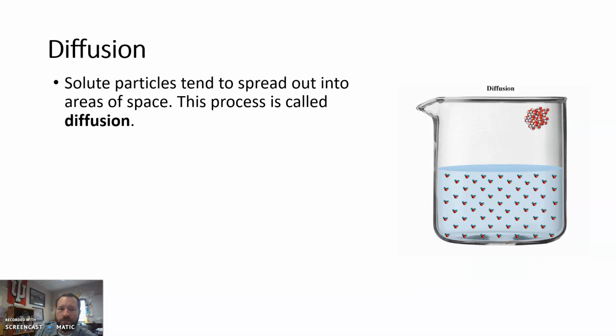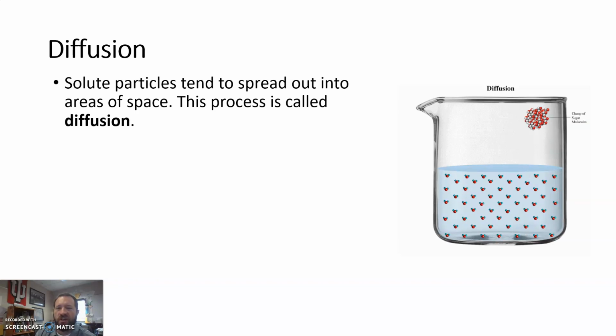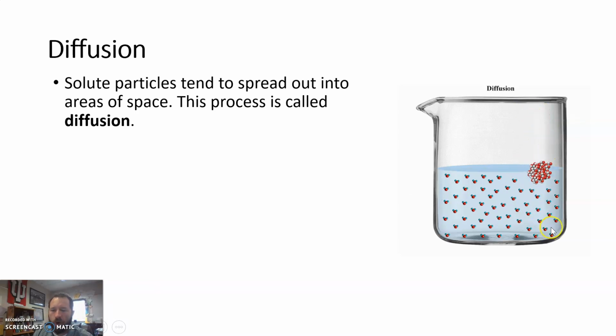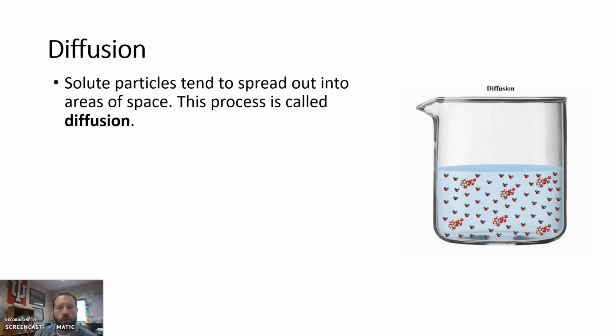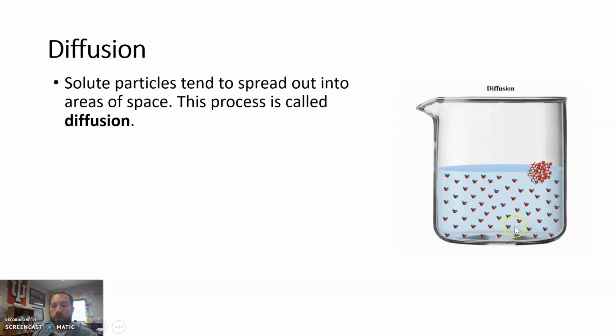So diffusion is the natural tendency of particles to spread out from an area of high concentration to an area of low concentration. What we're watching here is a sugar molecule being dropped into water. The reason we don't see that white granular sugar anymore when we put it into water is because it dissolves. Dissolving is that sugar molecule coming apart and spreading out evenly in the water. And that's what diffusion is.